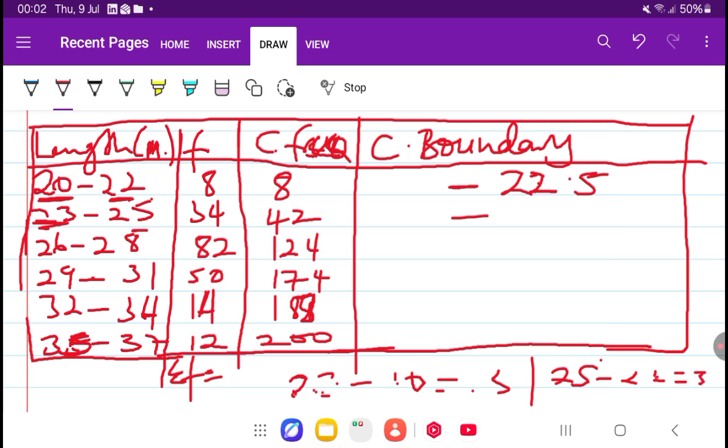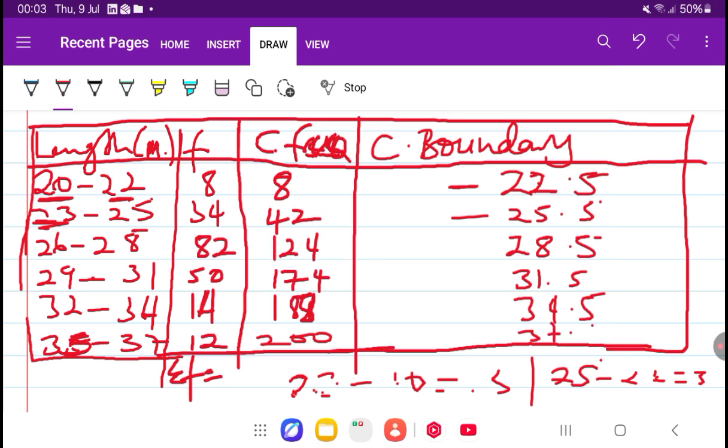So I just come here on the 22.5, I just add 3. If the class intervals are the same, I just add 3. It will give me 25.5. This one, when I add 3, it will be 28.5. On this one, it will be 31.5. Then this one, it will be 34.5. And lastly, it will be 37.5.